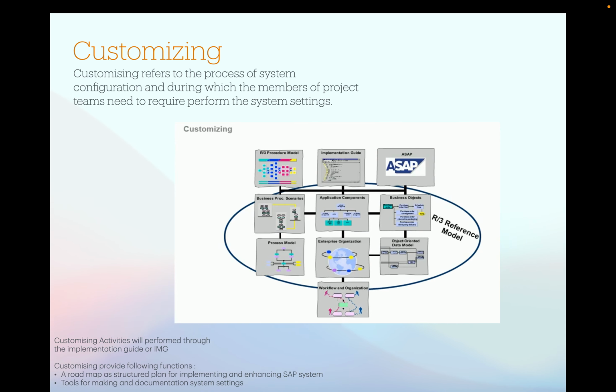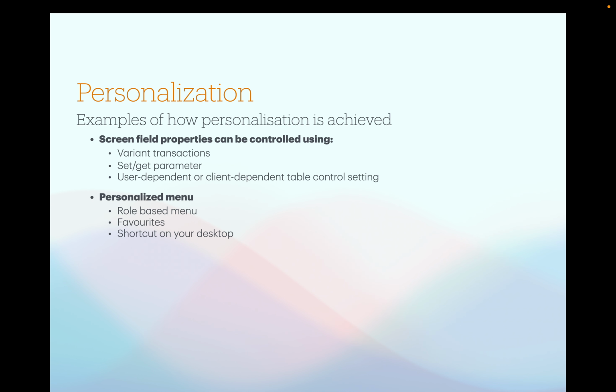For the customization, we checked the R3 procedure model, the implementation guide, or the SAP reference IMG, which is available for configuring the SAP standard system as per the business requirement. In the last session, we checked how to create the division for the customer. Right now, today's agenda is how we can personalize the system.